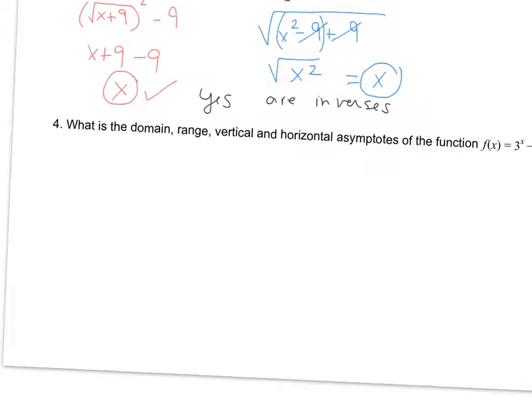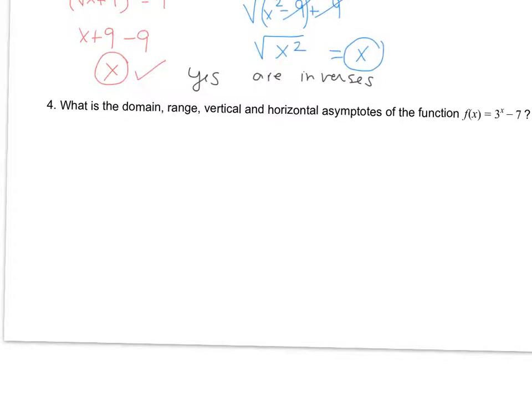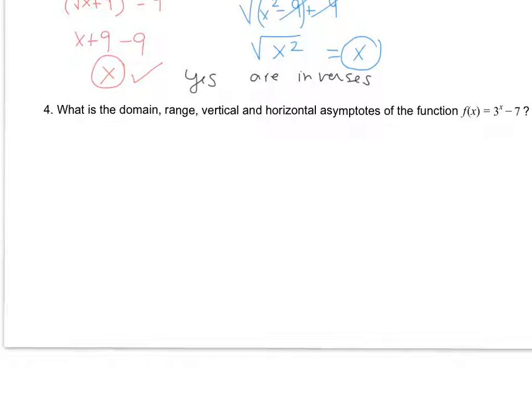Okay, let's look at this last one on this first page. What is the domain, range, horizontal, and vertical asymptotes of the function 3 to the x minus 7? Now you could graph this on Desmos, and I would suggest you do this. I'll just put a sketch of it here. So it's going to look something like this if I graph it.